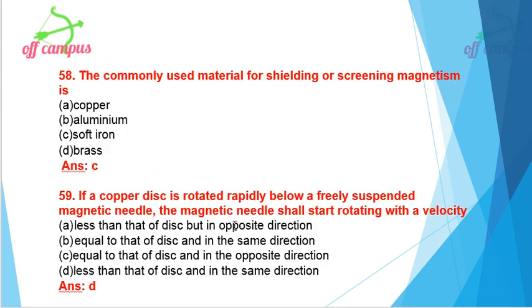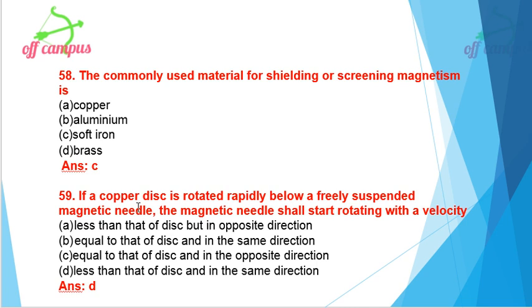Okay. Then the commonly used material for shielding or screening magnetism is, which one? The commonly used material is nothing but C, soft iron, which is the right option. Okay. C, soft iron.